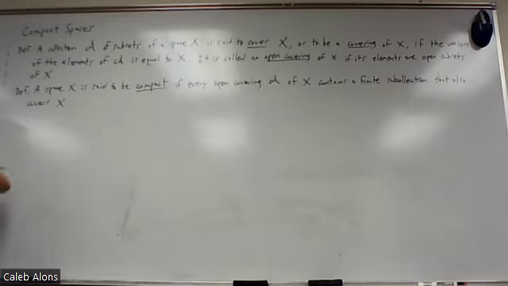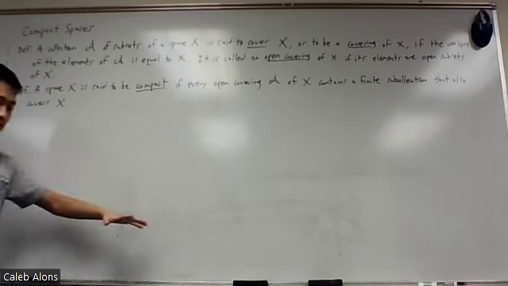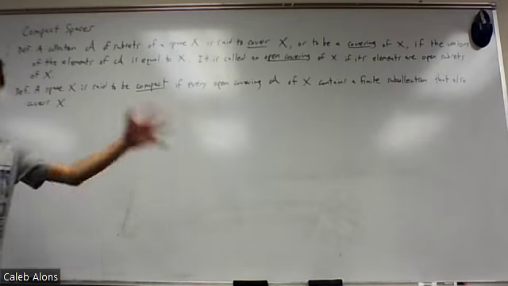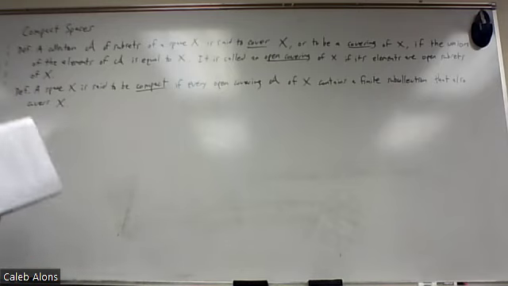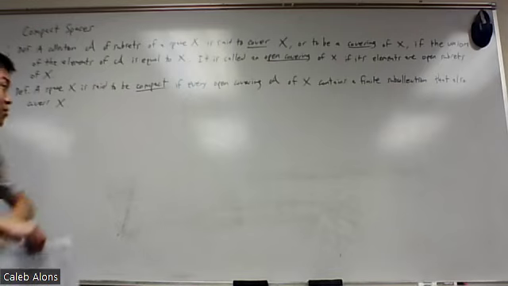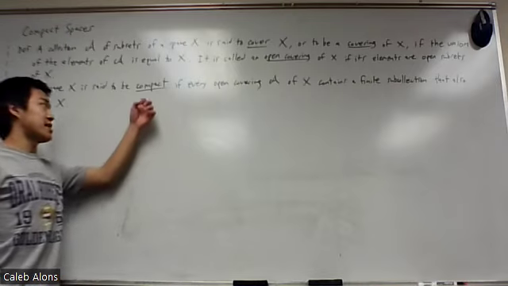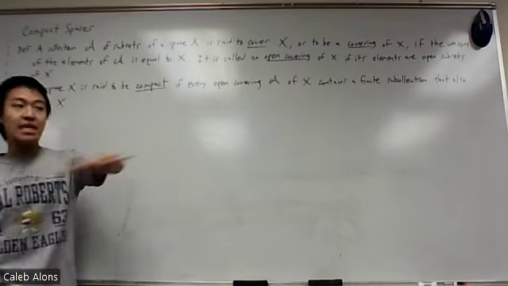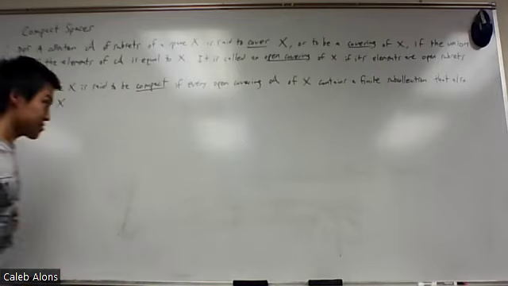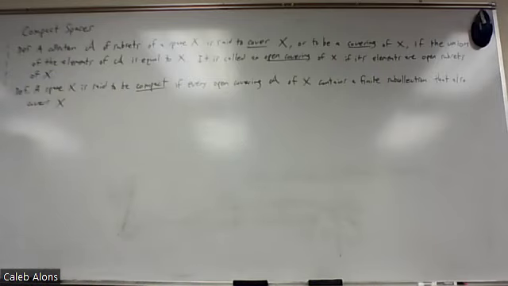If you think about covering your bed and you throw a bunch of blankets on it, there might be overlap, so you might not need every single one to cover the whole space. That's basically all it's saying: it'll be compact if you don't need an infinite number, basically all of the open sets of the topology, to cover it.